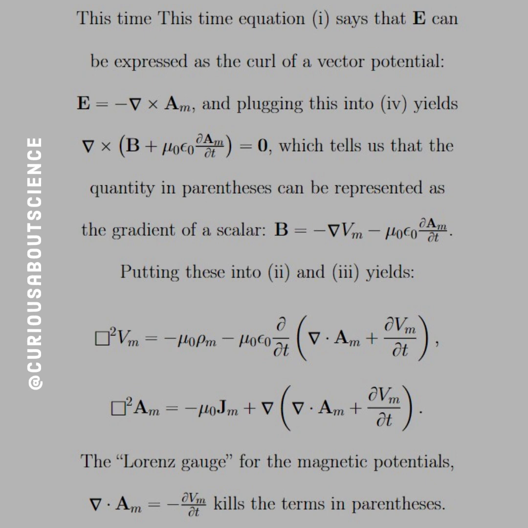Putting these 2 together, and 2 and 3, we yield box squared Vm is equal to negative mu naught rho m minus mu naught epsilon naught d by dt, divergence Am plus dVm dt. Similarly, we have box squared Am is equal to negative mu naught Jm plus del operating on divergence of Am plus dVm dt. All right. The Lorentz gauge for the magnetic potentials is divergence Am is equal to negative dVm dt, and that kills the terms in the parentheses, so we like that.